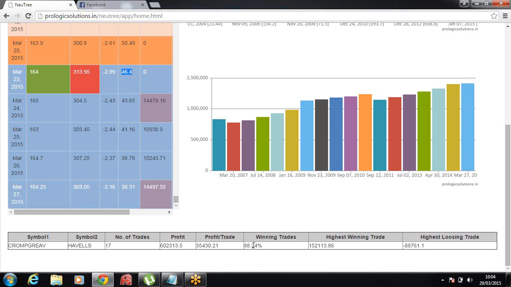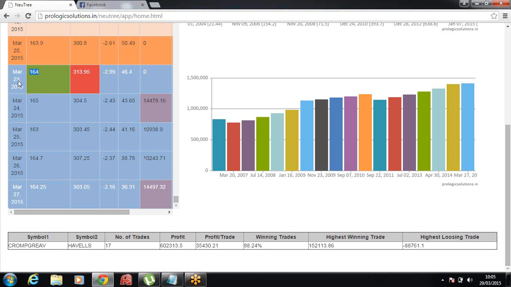But the advantage here is you have these winning trades. If you just see the winning trades, it's 88% or nearly 90%. So in this case, since it's a risky trade, you can enter. I mean, if you want to take that risk, you can definitely enter, or else you can just ignore this particular trade.